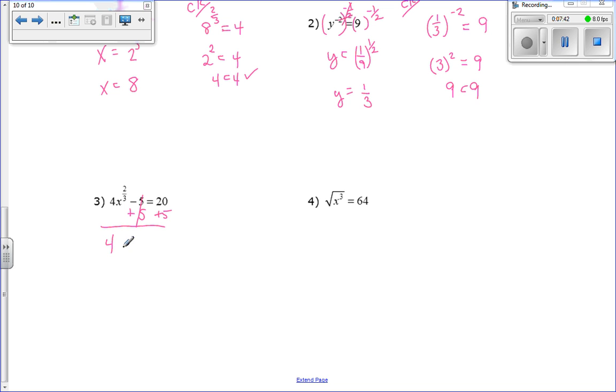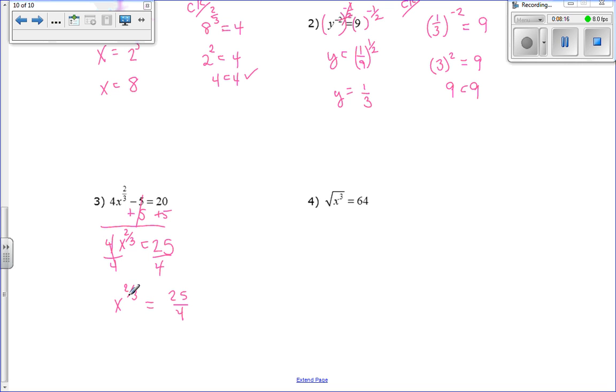So I have 4x to the 2/3 equals 25. Next, divide by 4. So we have x to the 2/3 equals 25 over 4. Notice how I did not actually divide that out, because 4 does not go into 25 evenly. Therefore, I want to leave it as a fraction. They're not going to give us numbers that don't work nice.